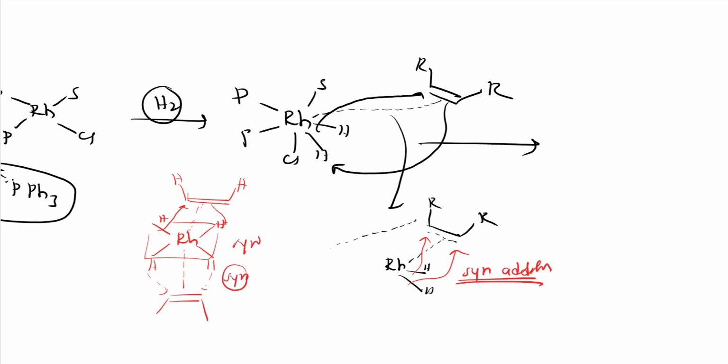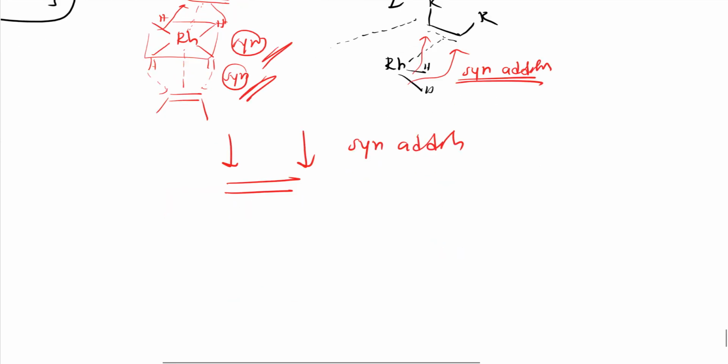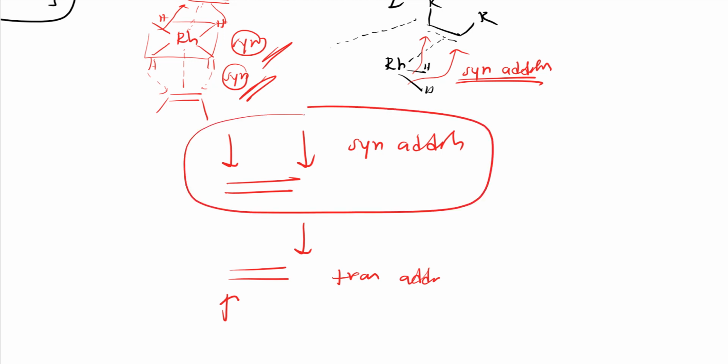These are the basics. I should not have to tell you what syn addition is and what anti addition is. If I have any alkene like this and both compounds attack on the same side, then it is called syn addition. And if I have this alkene and one attacks from here and one attacks from here, that is nothing but trans addition. You should know these things.